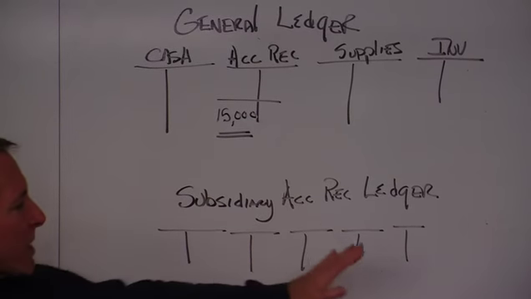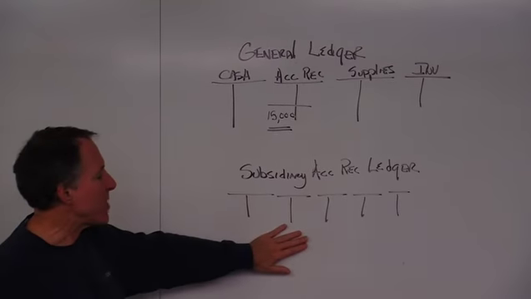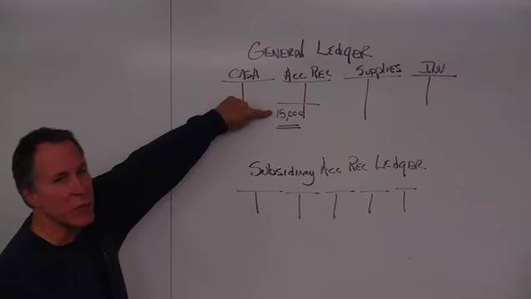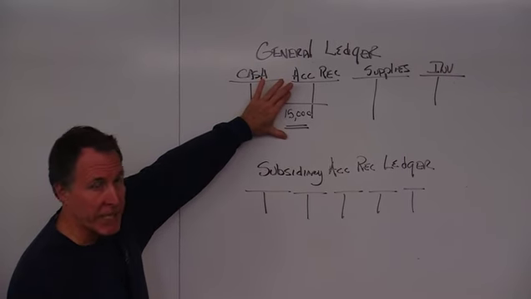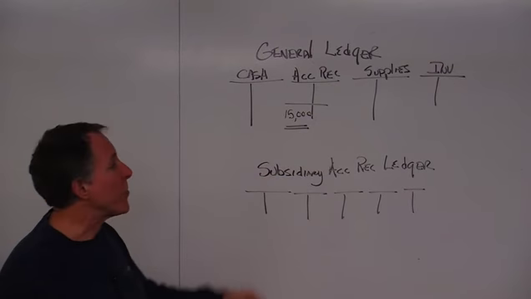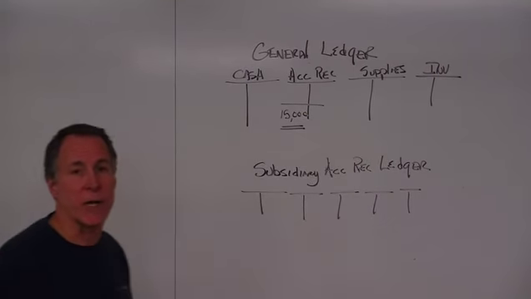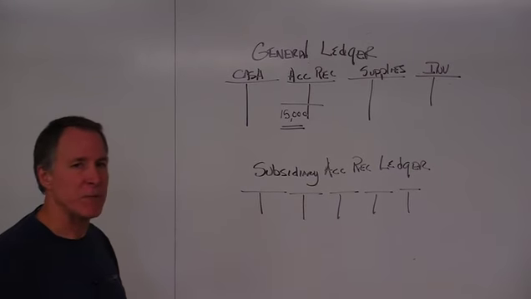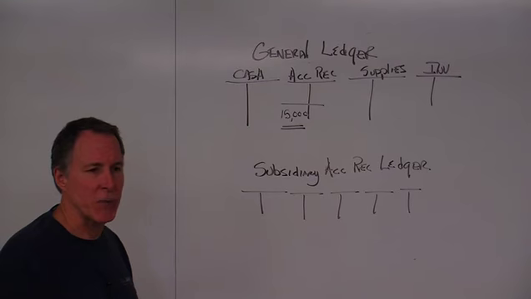All of the customer accounts, when we add up their individual balances, will equal the balance in the accounts receivable account. Accounts receivable is our control account. It controls this subsidiary ledger. Other types of control accounts would be inventory. It would have a subsidiary ledger. Investments and accounts payable would all have subsidiary ledgers.